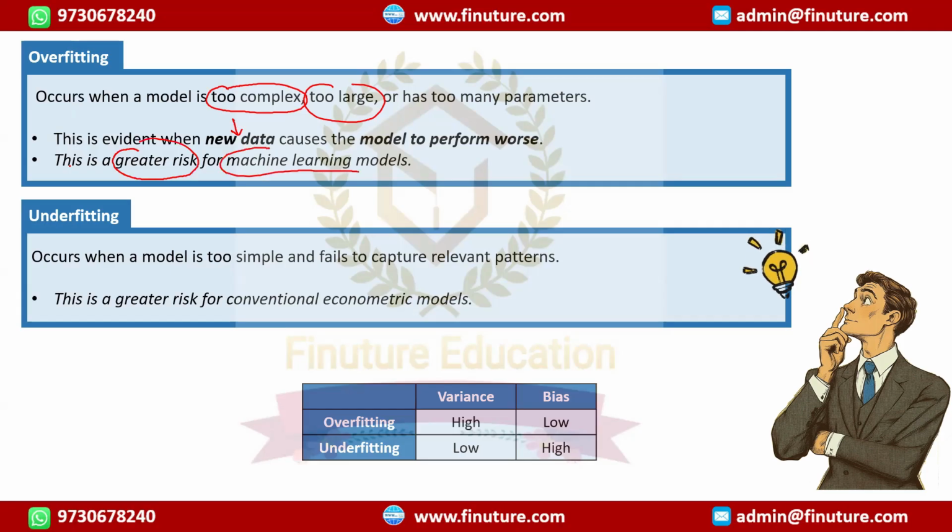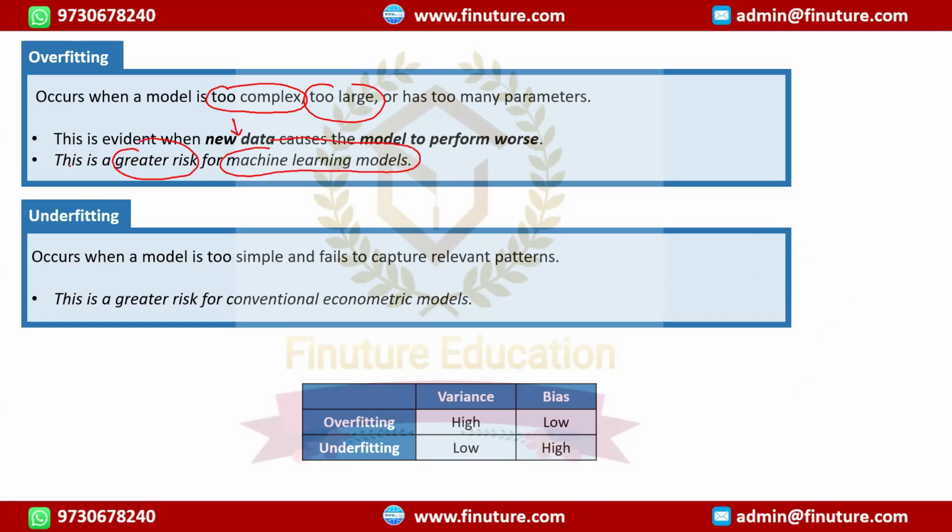So for ML, overfitting is a problem, and for conventional econometrics models, underfitting is the problem. Underfitting occurs when the model is too simple and fails to capture the relevant patterns. Like, as I said, if the data had curvature but you are trying to fit it using linear regression, it will not give you great predictions.